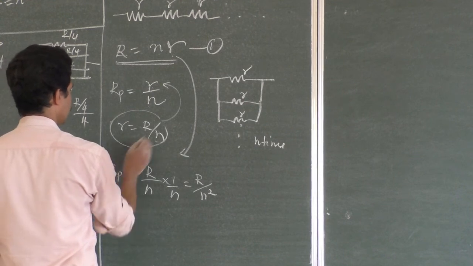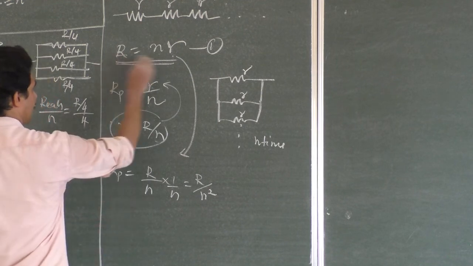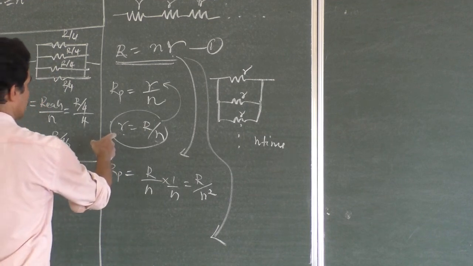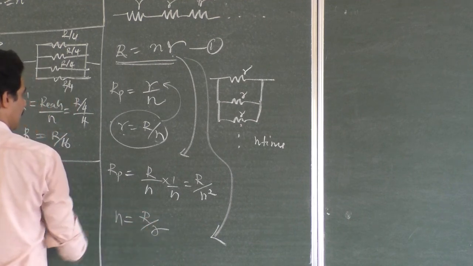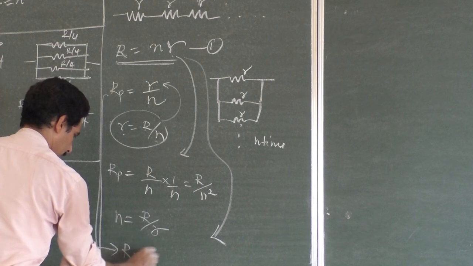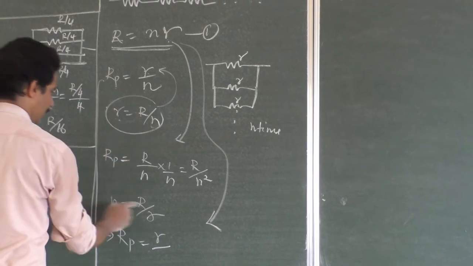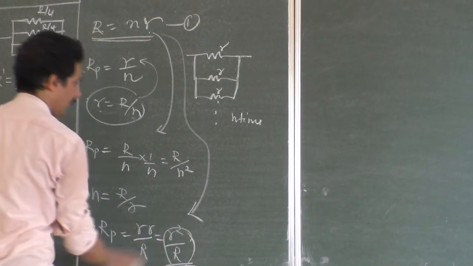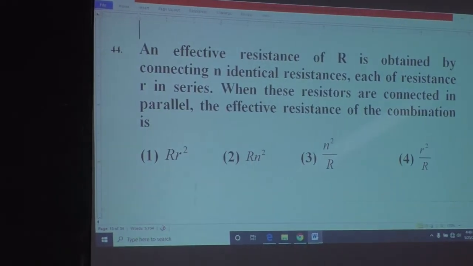Rp is equal to. Substitute for n now. We will change this. We have substituted for small r, now let us substitute for small n. n is equal to R by r. If n is equal to R by r, what does Rp become? Rp is equal to r by small n. Small n is R by r. So what is this? r squared by capital R. Do we have this one, or any one? We have small r squared by capital R. So option number 4.